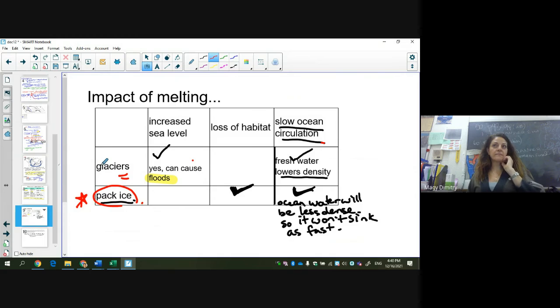Well, like I said, we're getting warm water from the south, along with the warm air mass. Okay? It comes up to the north, gets colder. Technically, it's supposed to sink and go back south. But once it reaches the north, the water is no longer that salty. It's very diluted. So it's not dense. And because it's not dense, it can't sink as fast. And so it gets stuck up there, right? And takes time to come back down.